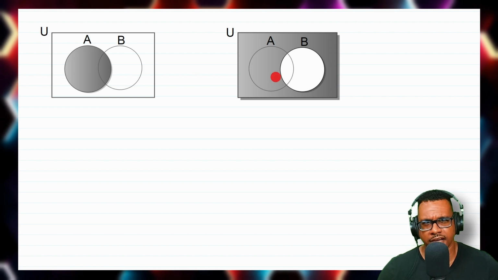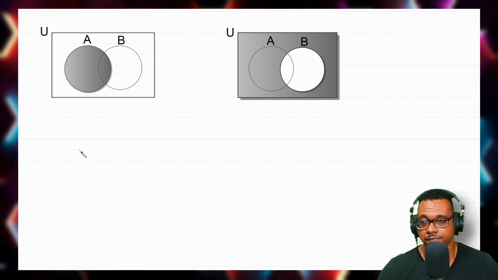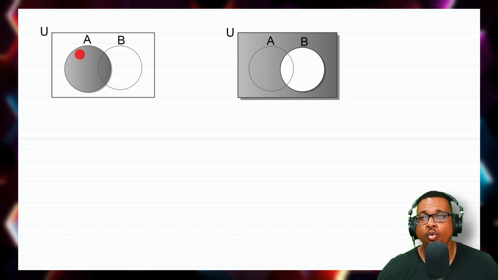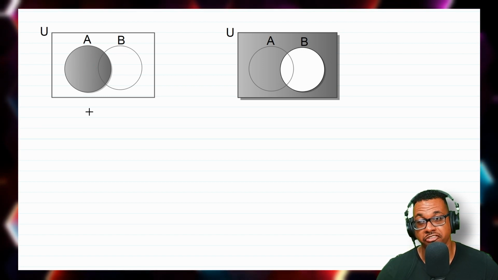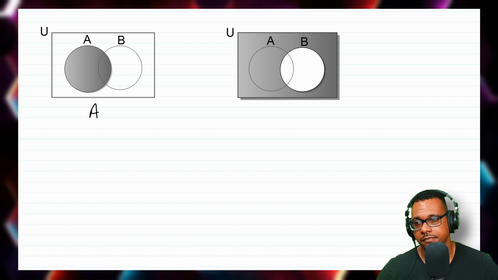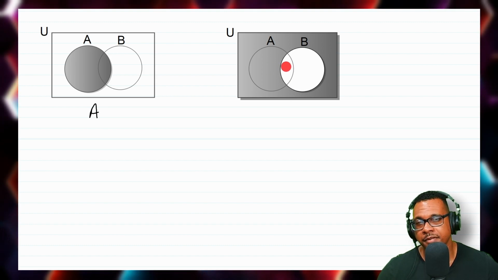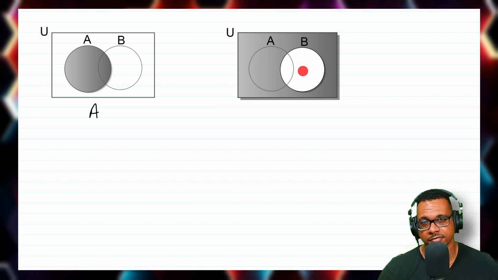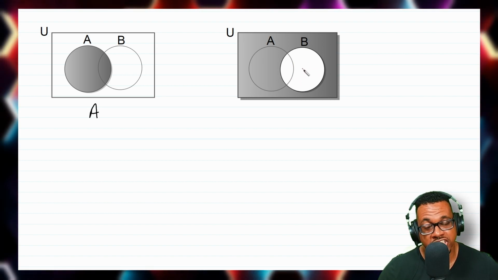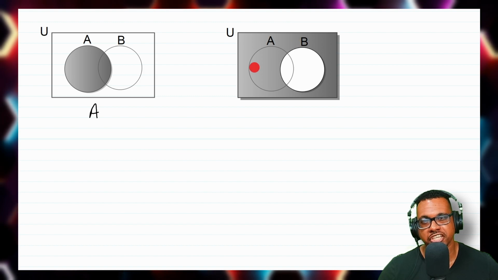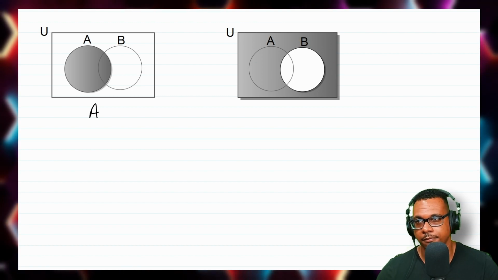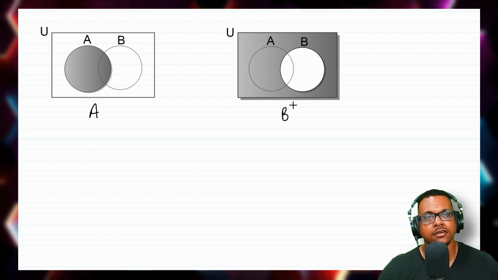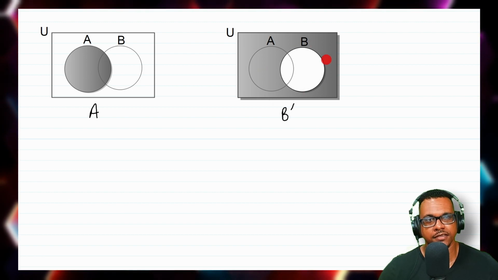Now let's look at these two diagrams. Obviously set A and set B are intersecting each other, but in this diagram only set A is shaded, so the shaded region would be set A. And in this diagram everything except set B is shaded. So set B, the whole of set B is unshaded, and therefore the shaded region here would be not B. So we're going to put B complement, not B.